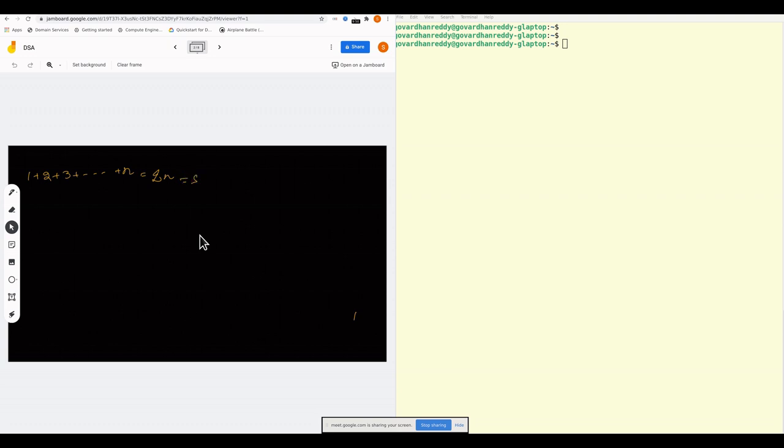If we add another S, which is n plus n minus 1 plus so on plus 2 plus 1, I'm just writing that in reverse, this is also equal to S, right? If we add them up, this is 1 plus n, this is also n plus 1, and this is also n plus 1 and so on. So we will have exactly n times n plus 1 as the sum, which is equal to 2S. That implies S equals n into n plus 1 by 2.